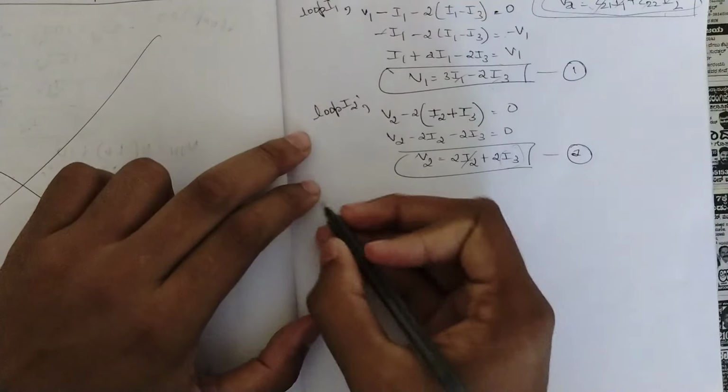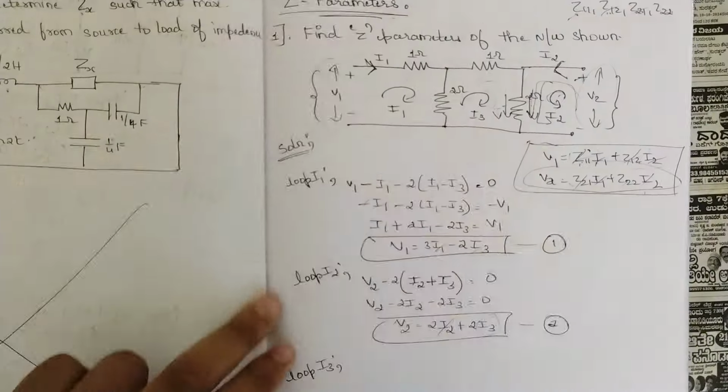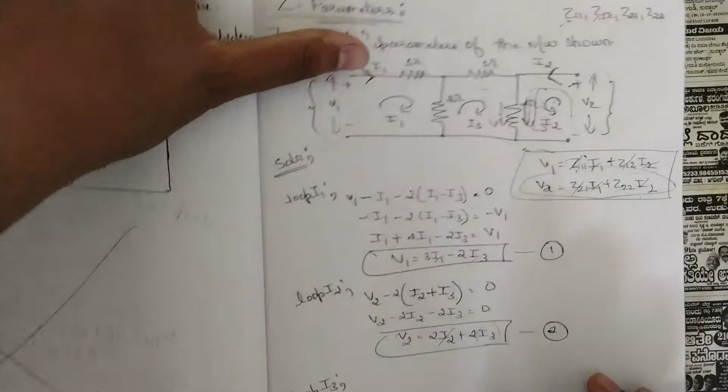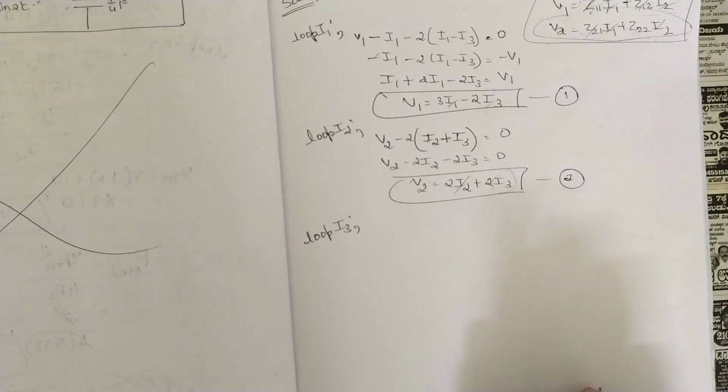Again, similarly, apply it to this middle loop. Let us see what would be happening. When we apply KVL to this middle loop, we would somehow get the value of I3, right? That we can substitute in these two equations and solve. Let us see that now.